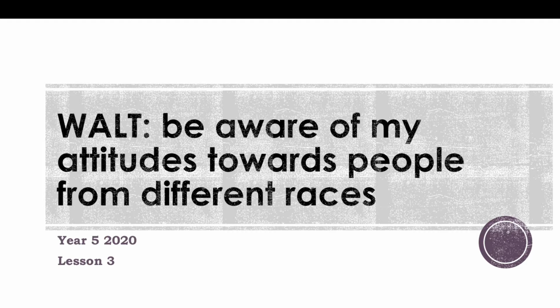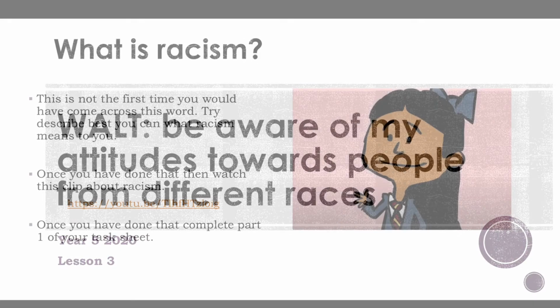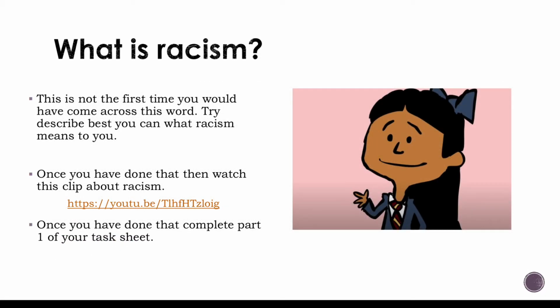First of all, what is racism? Obviously, we've covered this before earlier in the year, and in previous years as well. So just try your best. Write down your definition of what racism is. Once you've done that, you have this video to watch, which is the story of Sapphire. When you've had a look at that link, then complete part 1 of your worksheet.